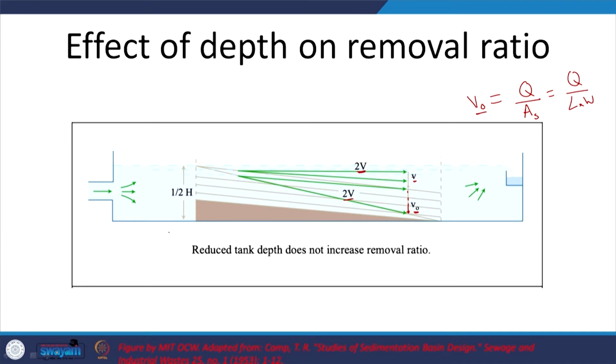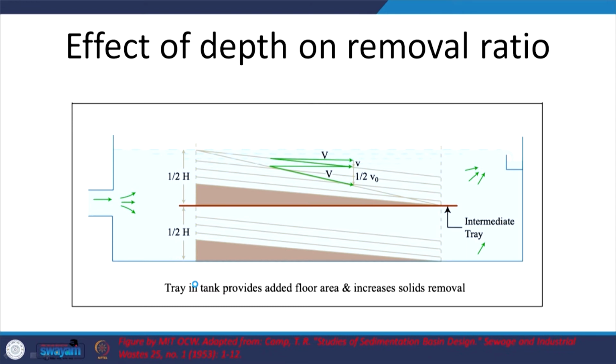If instead of h it was 2h, it might seem like there is more time. That's true, but then the particle also has to settle down twice the distance, or twice the height. So both ways you see that height does not affect your removal efficiency. The only way is to increase the surface area, which can be done by putting in a tray here. So in effect you are increasing the surface area, and thus decreasing the effective V naught. V naught effective will be the previous V naught by 2, because here I am providing a tray.